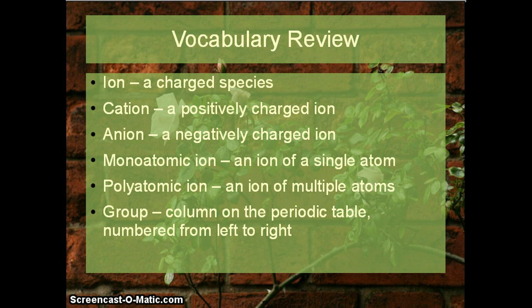First, an ionic bond involves charged species known as ions. The positively charged ion is called the cation, while the negatively charged ion is called the anion. Ions consisting of only one atom are called monoatomic. Those containing multiple atoms are called polyatomic. Finally, a column on the periodic table is called a group. Groups are numbered from left to right.